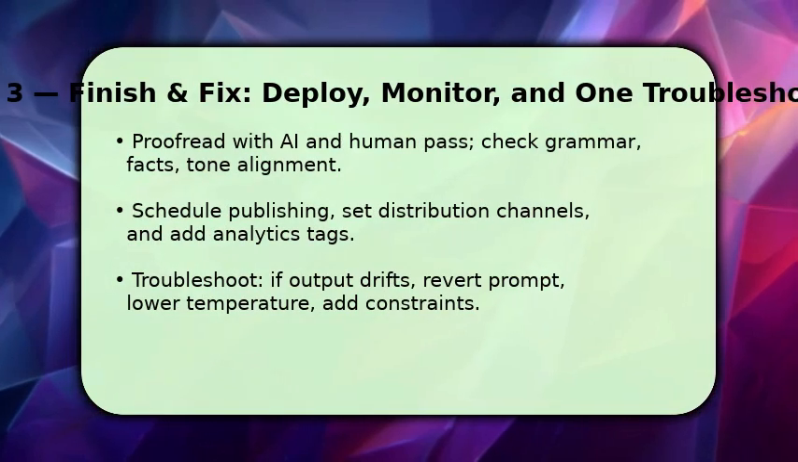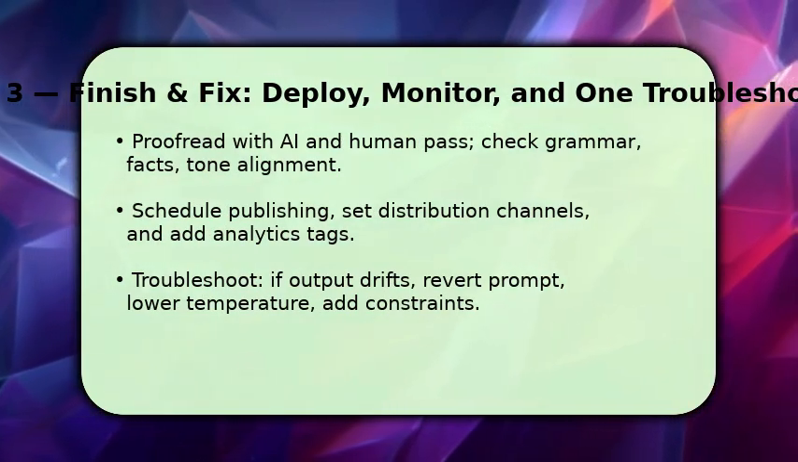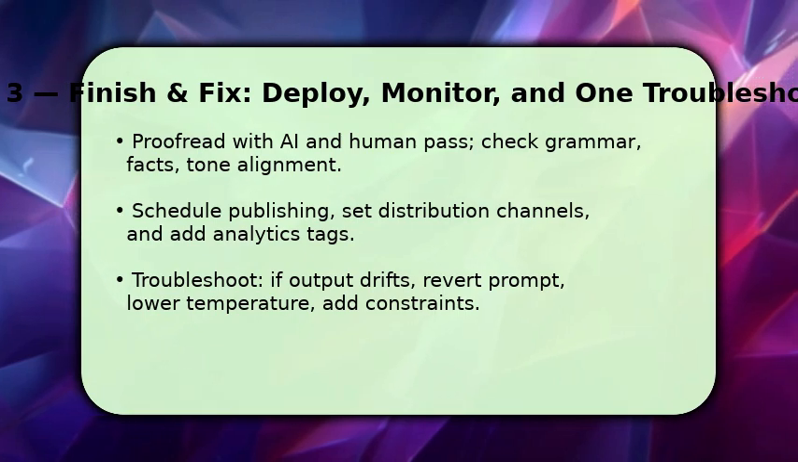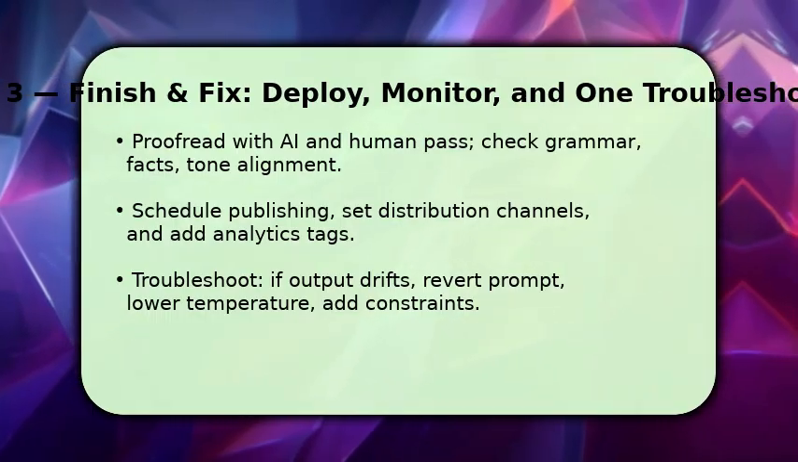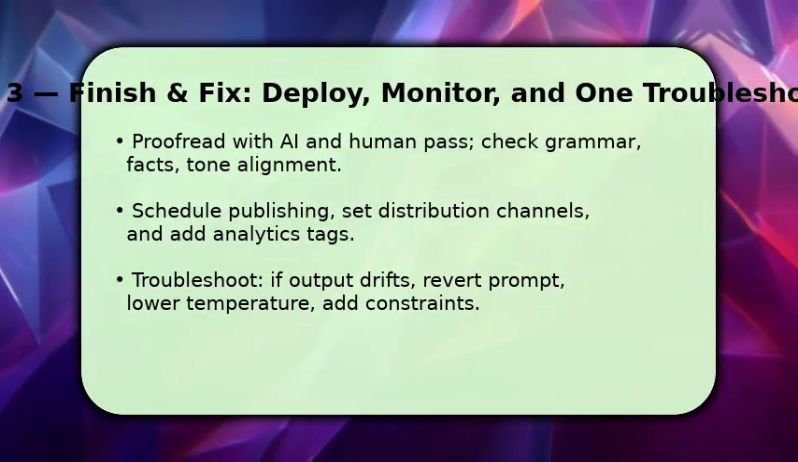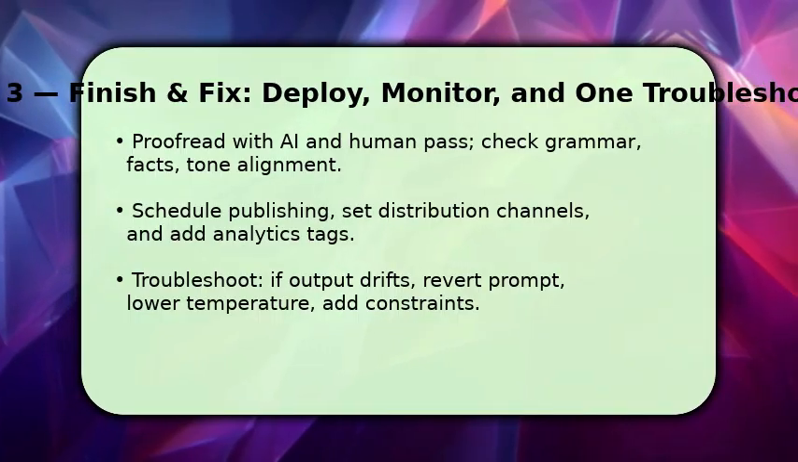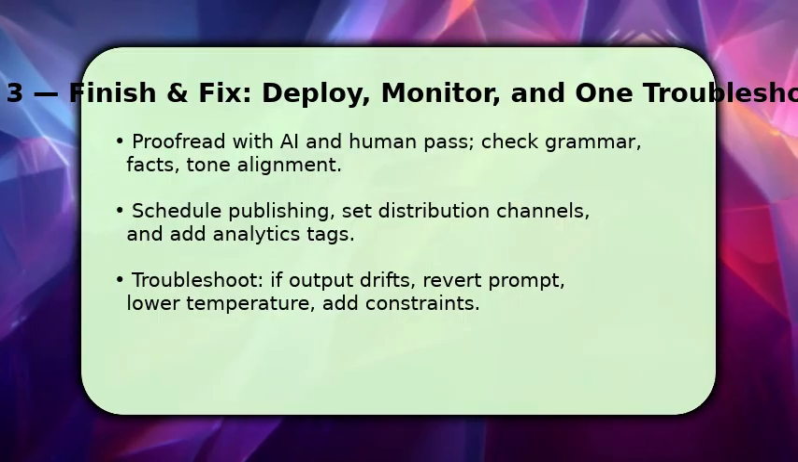You finish by polishing. Run an AI grammar pass, then a human proofread to fix nuance and verify facts. Once polished, schedule publishing, configure distribution channels, and add analytics or UTM tags for tracking. Make sure to archive final prompts and templates so you can replicate the workflow.